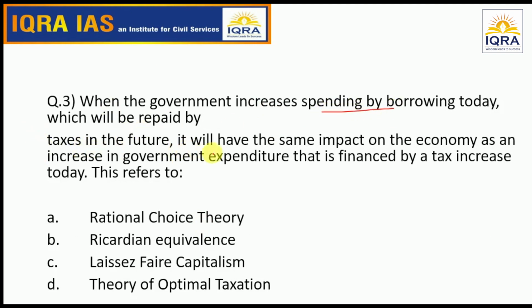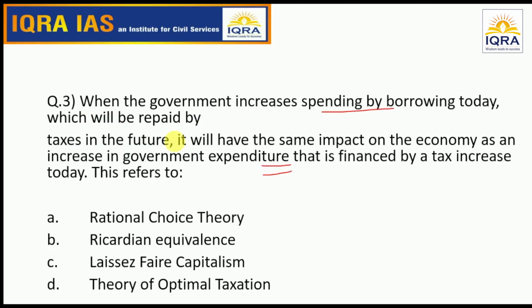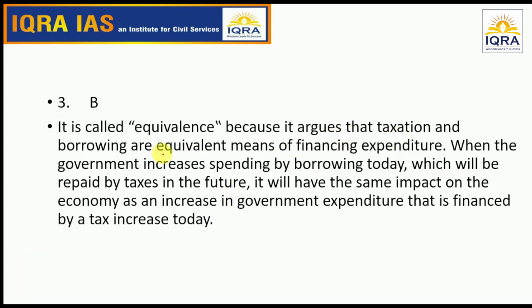Question number 3: when the government increases spending by borrowing today, which will be repaid by taxes in the future, it will have the same impact on the economy as an increase in government expenditure that is financed by tax increases today. This refers to what? This is a very direct question, and it is referring to the Ricardian equivalence, because it argues that taxation and borrowing are equivalent means of financing expenditure.